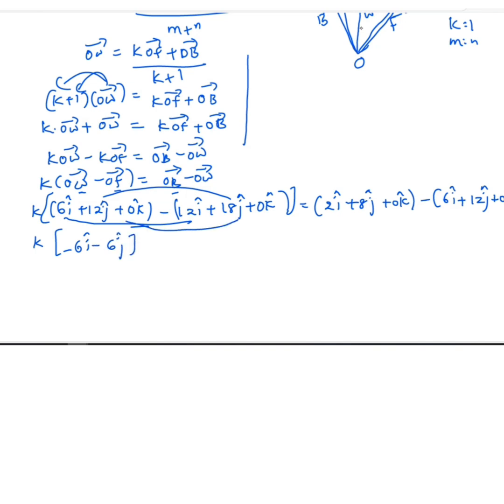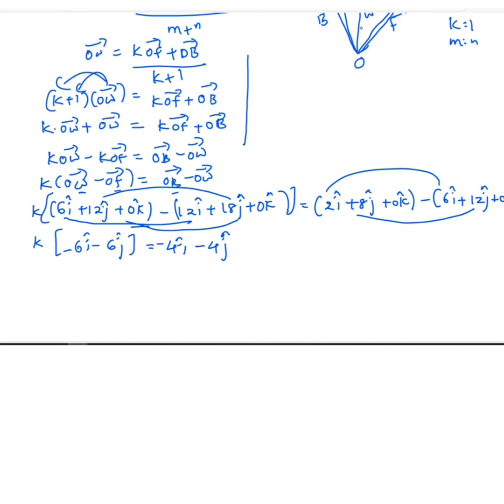We don't have a k component, so there is no value for it. Now on the right side, 2 minus 6 is minus 4i, then 8 minus 12 is minus 4j, and the k component is 0.